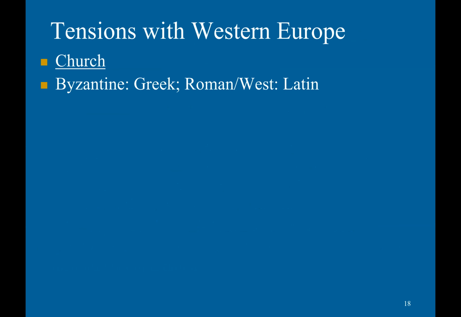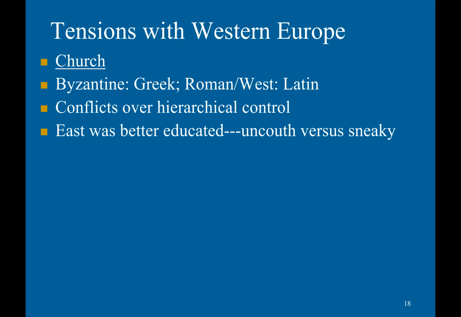The Byzantine Empire has tensions with Western Europe. Particularly, one issue was the Church. The Byzantines use Greek, whereas the Romans in the West use Latin. There are also conflicts over hierarchical control. Because the East was better educated, they viewed the West as uncouth and uneducated barbarians, whereas the West viewed the East as sneaky and sly.